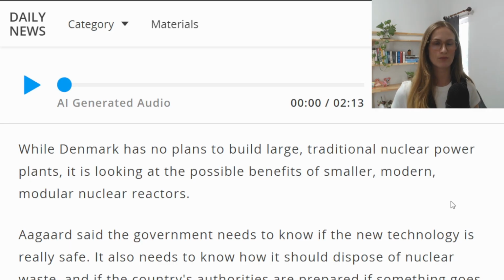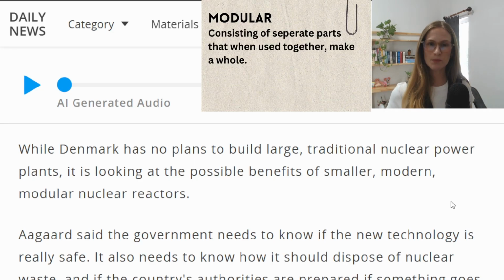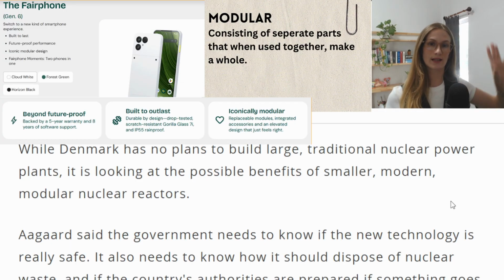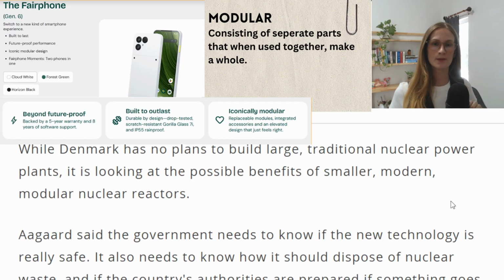Now, modular, I'm not sure what this means in terms of a nuclear reactor, but I know what modular means in general. Typically, when something is modular, it means all the individual parts are separate, and when we put them together, they create this thing. So for example, there's a phone company, and I cannot remember the name of it now, but I will find it and put a picture on the screen.